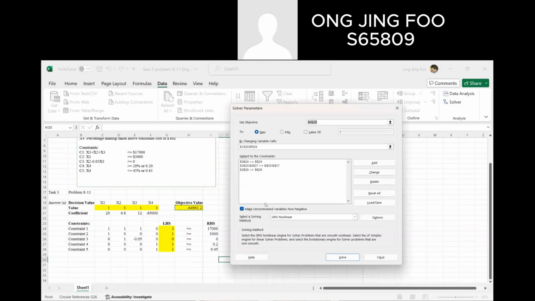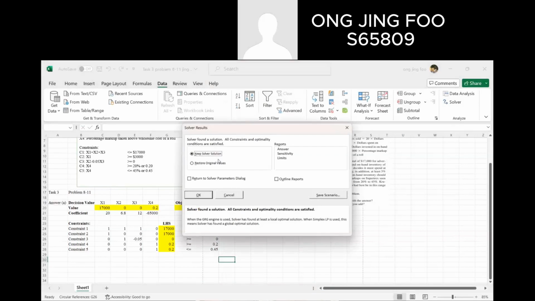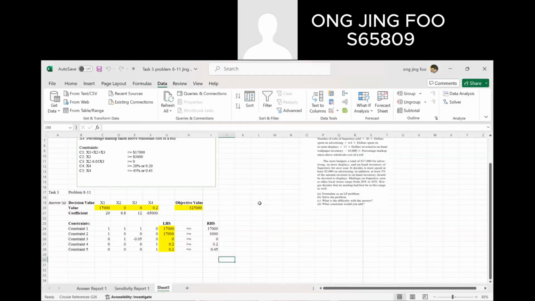Okay. So make sure you have clicked this tick and then select Simplex LP. Make sure all is correct and then we click Solve. After a small window jumps out, you can see the area of reports. So we select Answer and Sensitivity and click OK. Alright, so you can see our values have changed already, and the objective value as well. At the bottom of the Excel, we can see there's Answer Report 1 and Sensitivity Report 1. So we just did it.